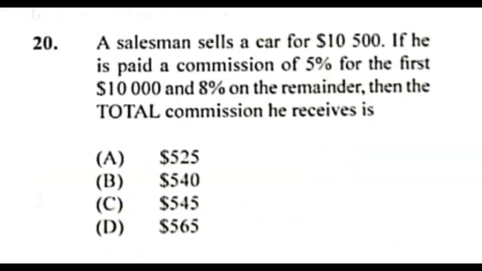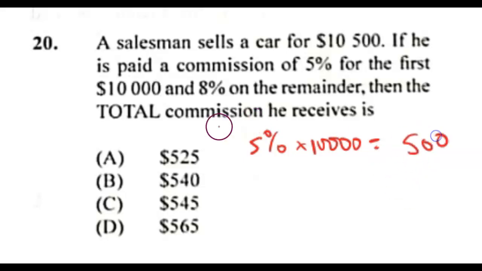Number 20 now deals with commission. It says a man sells $10,500, right? And he is paid 5% for the first 10,000 and 8% of the remainder. So the first 10,000 would actually be 5% of 10,000, which will work out to be 500, right? Remember how you're doing this? It will be 5 over 100 multiplied by 10,000 to show you the full working, right?